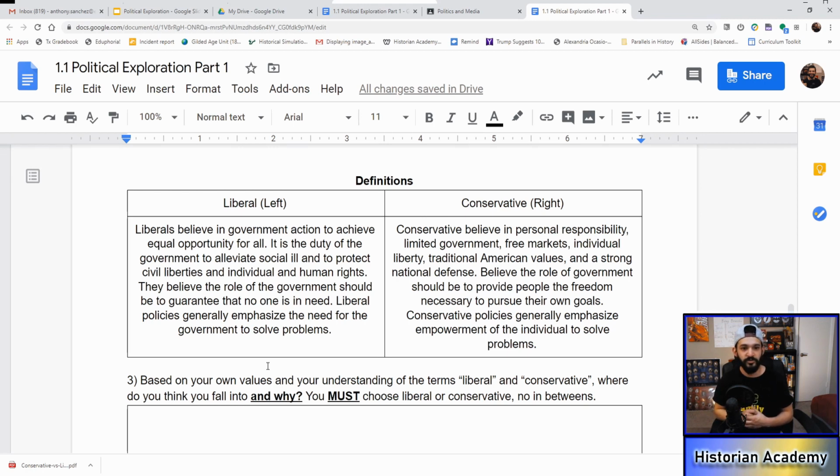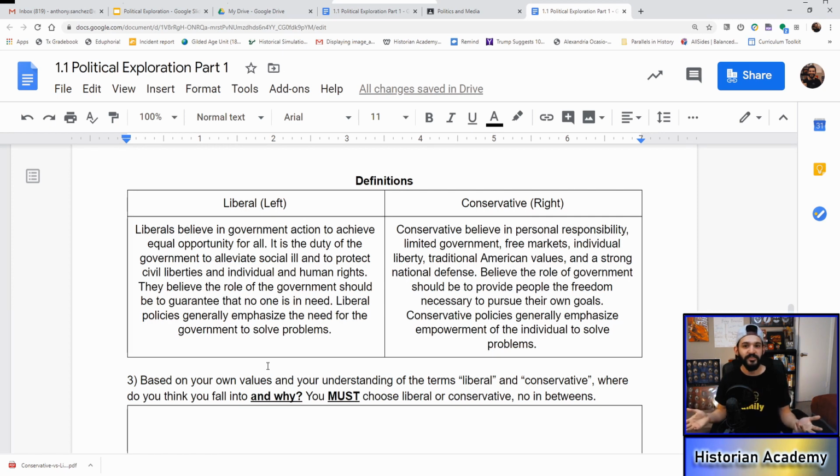And a strong national defense, so a strong military. They believe the role of government is to provide people the freedom necessary to pursue their own goals. So the government does not infringe on freedom, but also protects freedom. Conservative policies generally emphasize empowerment of an individual to solve problems. Again, putting a lot of the responsibility on the individual: it is not the government's job to help you, it is your own job to help yourself. That is the conservative view.